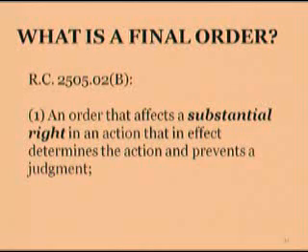250502B1, an order that affects a substantial right in an action that in effect determines the action and prevents a judgment. Okay. Lots of words in that we need to make sure we understand, and they become hugely important in figuring out Ohio appellate jurisdiction. The first of them is substantial right. What is a substantial right?